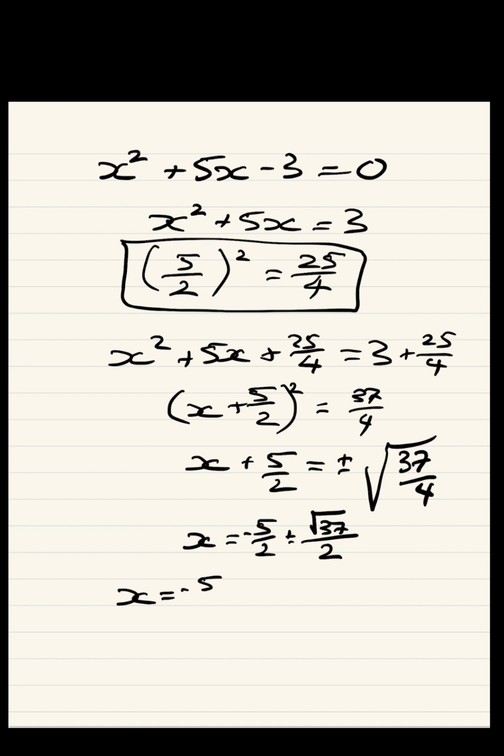So I've got negative 5 over 2 plus square root of 37 over 2. And then I've also got the negative of that, so negative 5 over 2 subtract square root of 37 over 2. And that is our result for x. Now, the multiplier in front of our x squared.